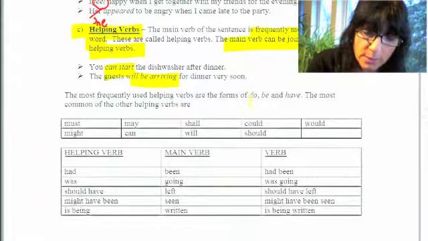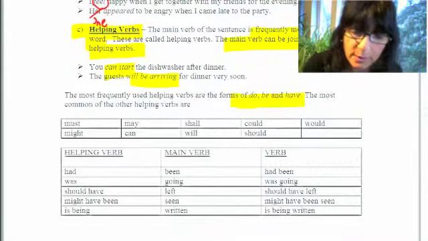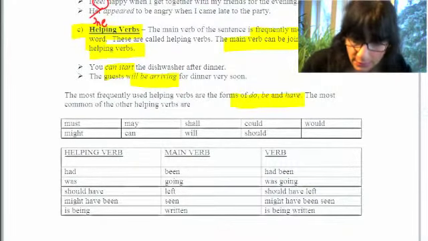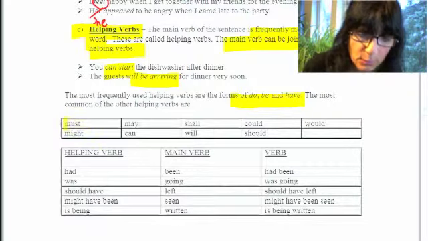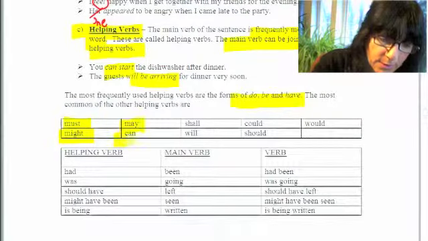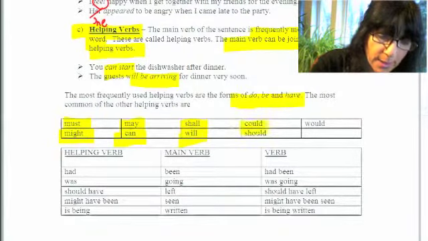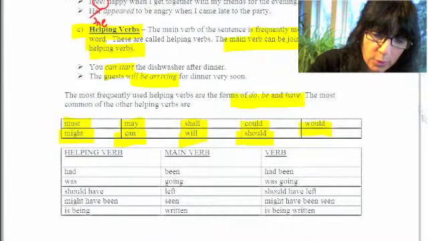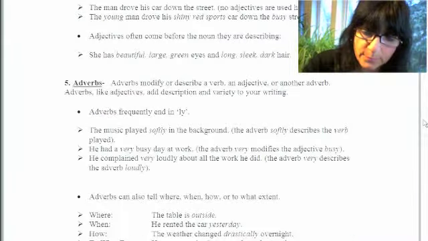So here is a list of the most common helping verbs, and they're often verbs from do verbs, be verbs, and have. They're all forms of to do, to be, and to have. And here are some of the most common helping verbs: must, might, may, can, shall, will, could, should, and would.